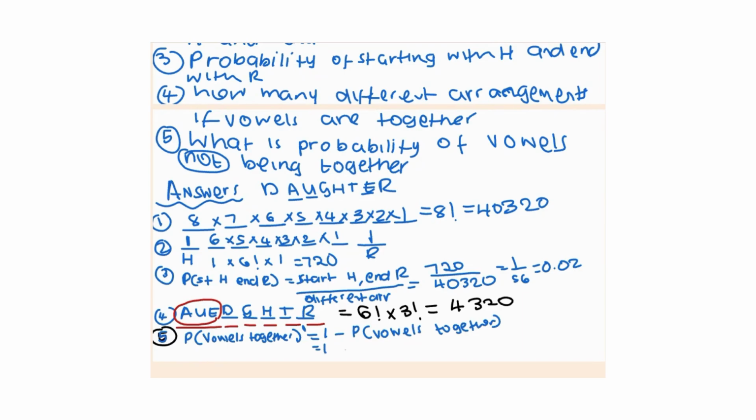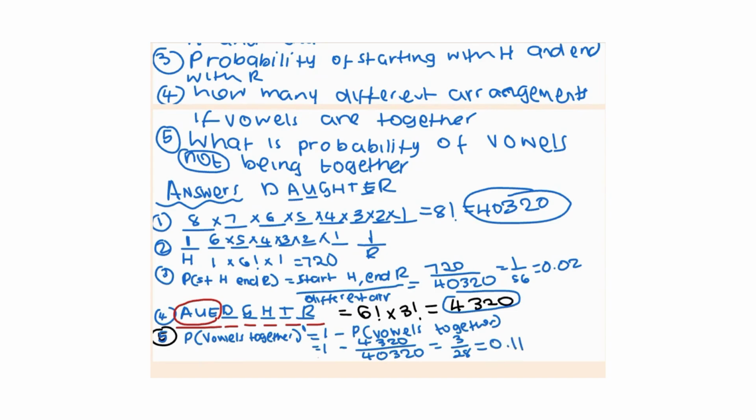Meaning it's going to be 1 minus the probability of vowels together, which is the arrangement of vowels together over the total. You always divide with the total that we get. So that would be 4,320 over 40,320. Oh, why are they so similar? 6 factorial times 3 factorial. It's okay. Then 4,320 over 40,320 gives me 3 over 28, which is 0.11.